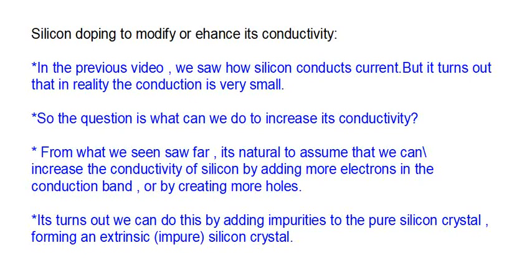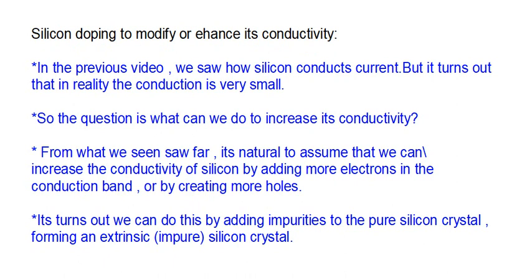Silicon doping, to modify or enhance its conductivity. Silicon doping just means that we are adding impurities to the silicon crystal. That's all. You know what doping means, you must know by now. So, silicon doping is just adding impurities or adding substances to the pure silicon.